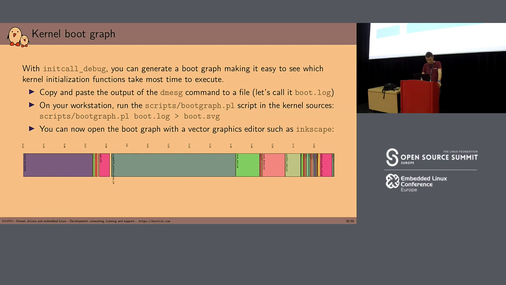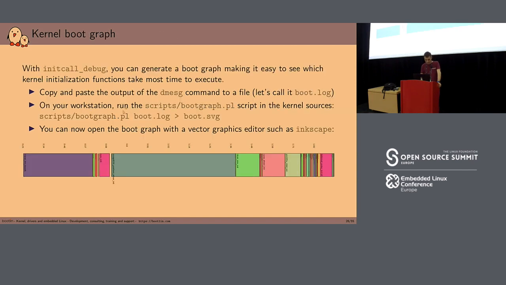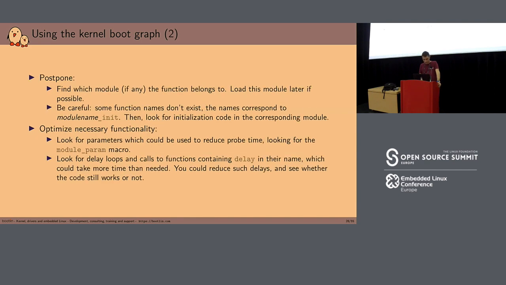With this technique you actually get the names of the functions here. You can look them up in Elixir, typically elixir.bootlin.com, which indexes the kernel source code. And then you can try to figure out what this means and whether you need it or not. Just beware that some functions reported by initcall debug are actually the name of a module underscore init. They don't correspond to an actual function name in the source code.